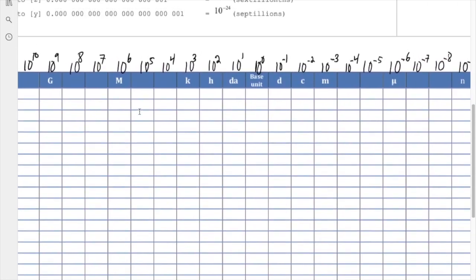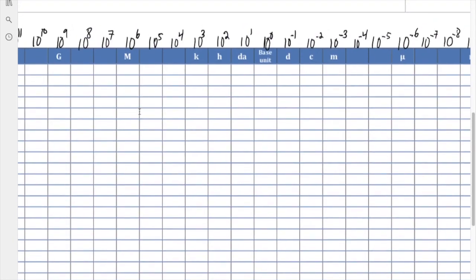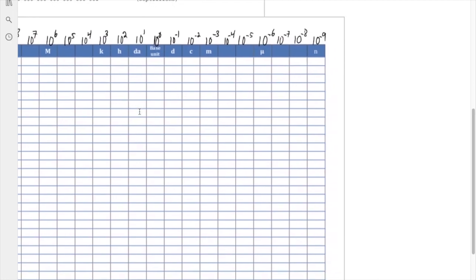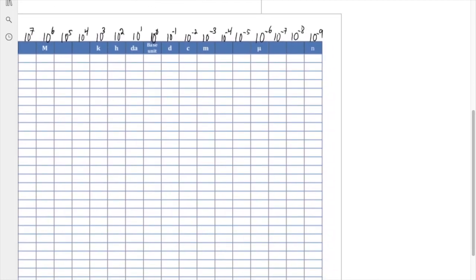So the question is, how do we work with this? And how do we use this chart to help us do a conversion? Okay, so let's start off with a basic question. So let's say we wanted to figure out the following. Let's say we wanted to convert 37.2 meters, and we want to convert that to millimeters.